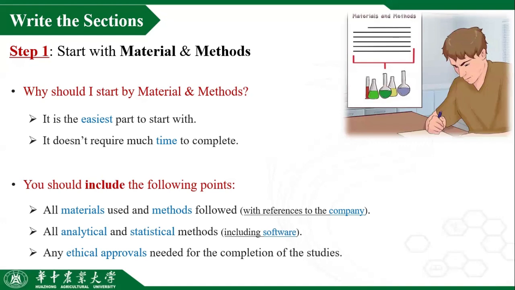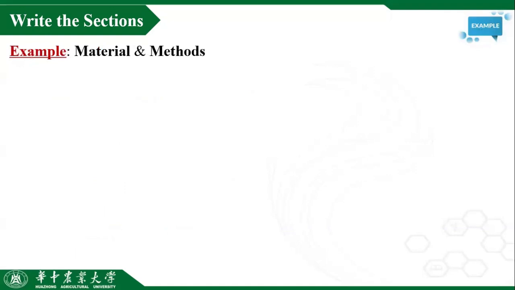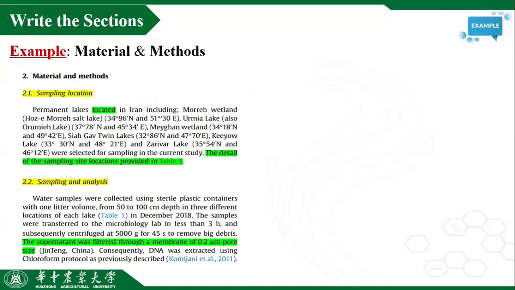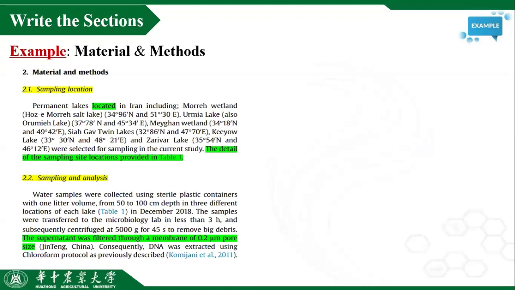Also, analytical and statistical methods should be included, and for ethical approval, for example, the animal science students may need to write the ethical approval before finishing the work. So here is an example. We just highlight an example from a paper about writing the materials and methods.